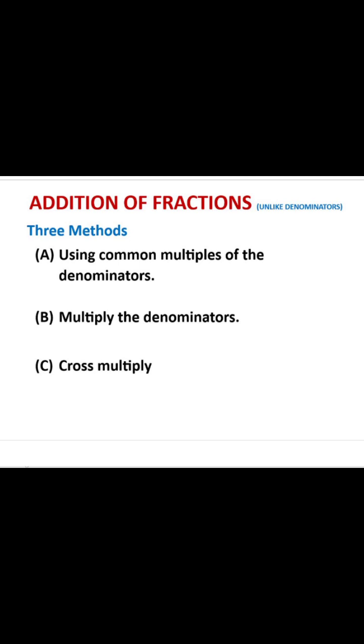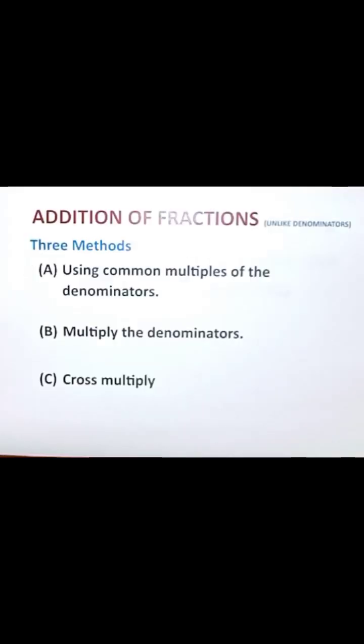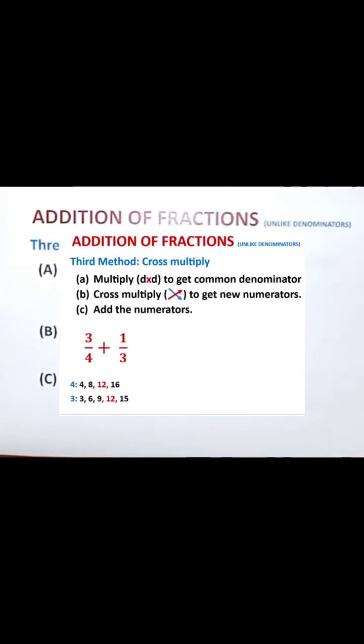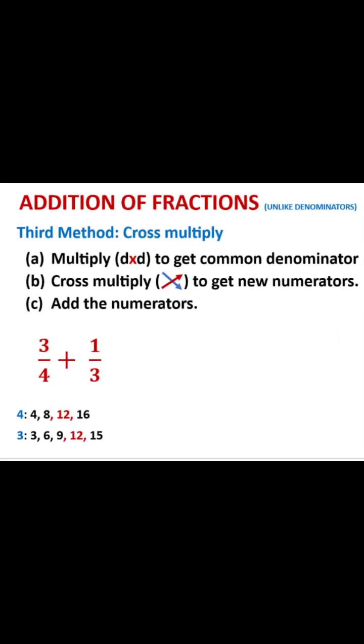It's a little bit complicated for little children or for kids. So let's go straight to the third method, which is cross multiplying. And I have outlined some steps to achieve that. Very simple steps. So as you can see on the screen, the first step when you want to use the third method of cross multiplying is: 1. You multiply the denominators to get a common denominator.